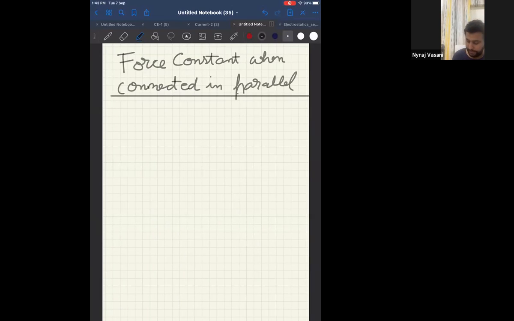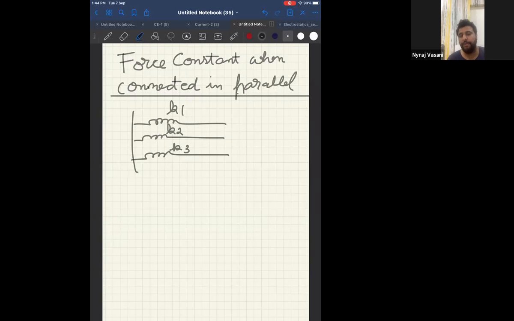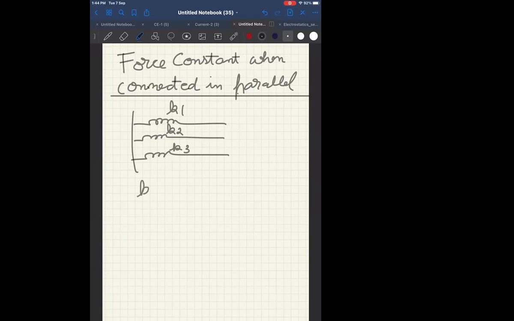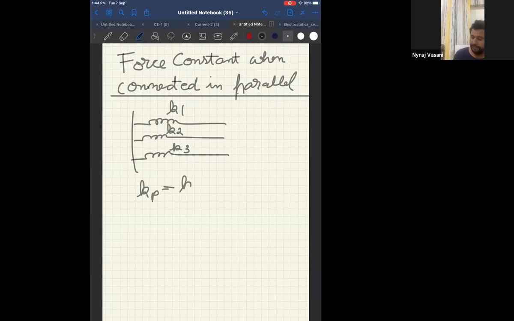Now springs are connected in parallel. That means the spring constants are in parallel. Can anyone predict what will be the answer now? You predicted for series. Now can you predict for parallel? The sum of all the spring constants. Exactly, K1 plus K2.